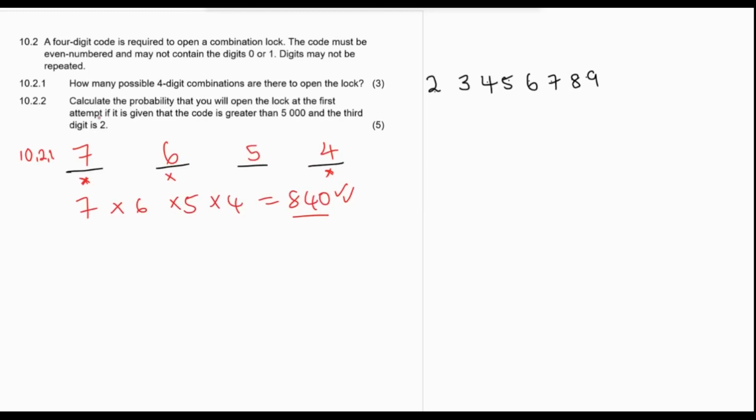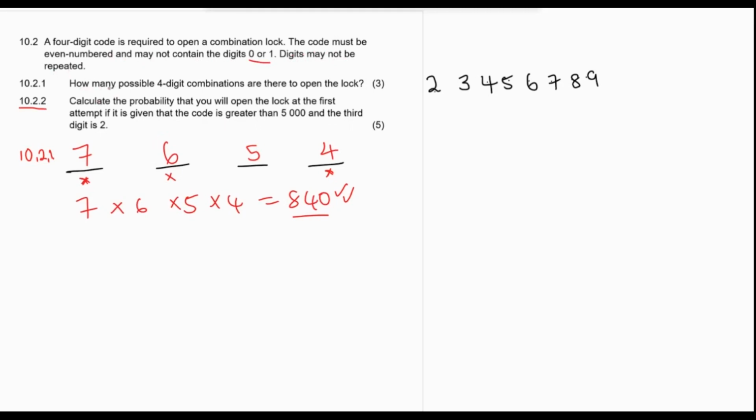Welcome back. Let's do question 10.2. A 4-digit code is required to open a combination lock. The code must be even numbered and may not contain the digits 0 and 1. Digits may not be repeated.